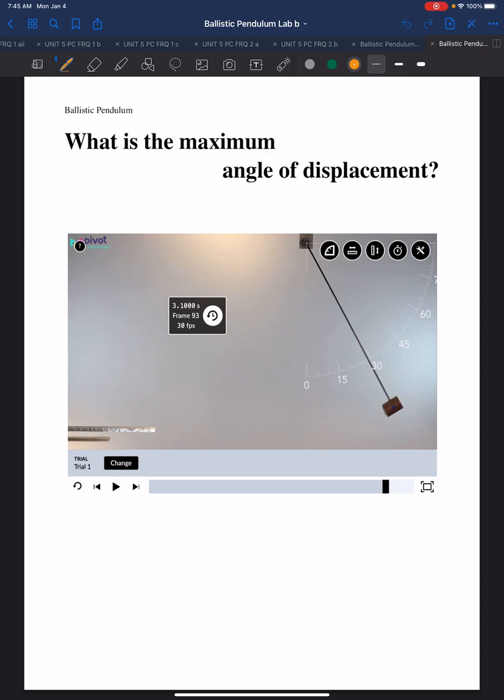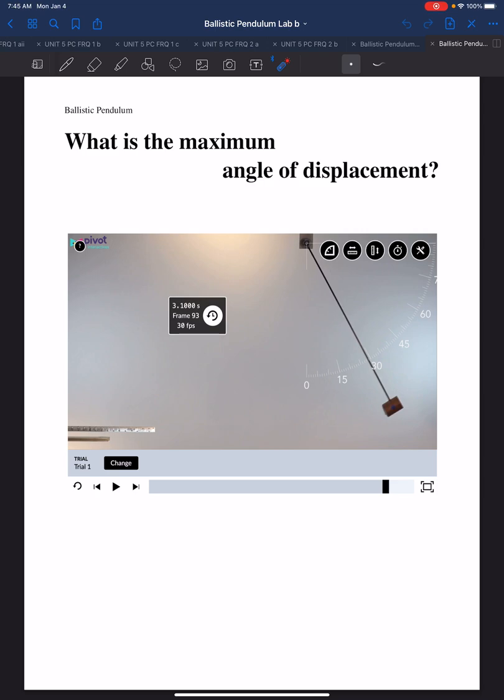So in this laboratory investigation, we've seen a pivot video that shows a ballistic pendulum. It fires a projectile out this tube, which is like a PVC pipe with a bunch of holes drilled in it. A projectile comes out at high speed, sufficiently high that we can't see it. It hits the pendulum, and the pendulum swings upward like so. And we are tasked with simply determining, with a simple question, what is the maximum angle of displacement?